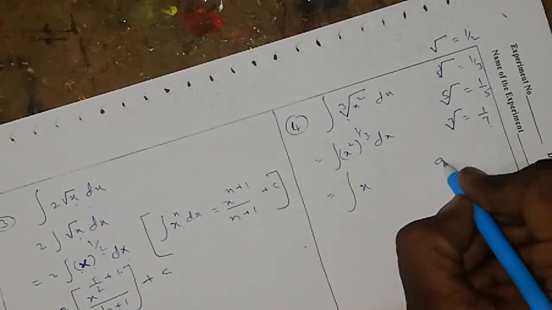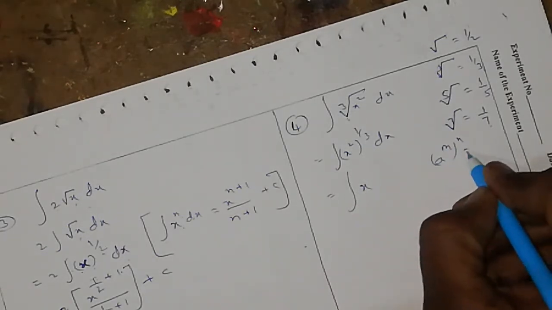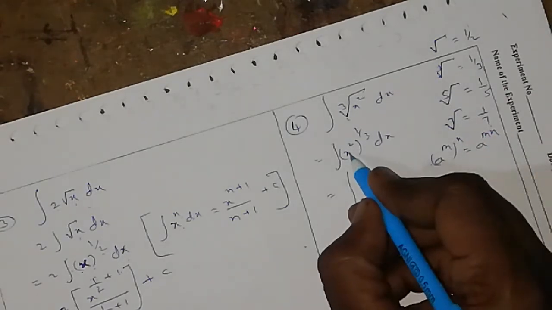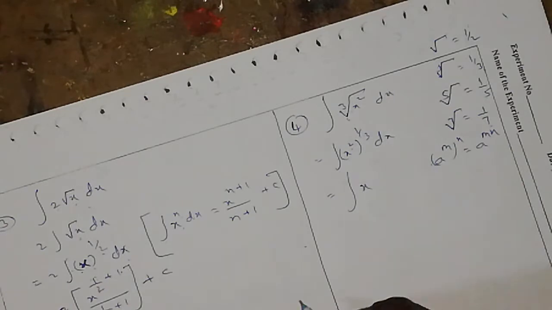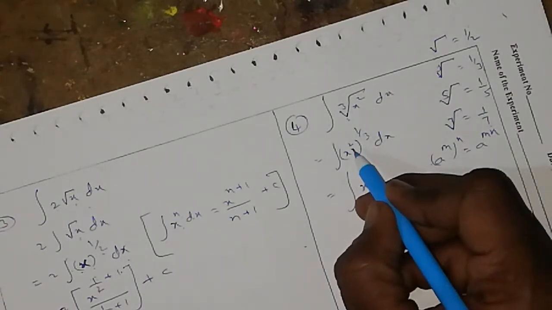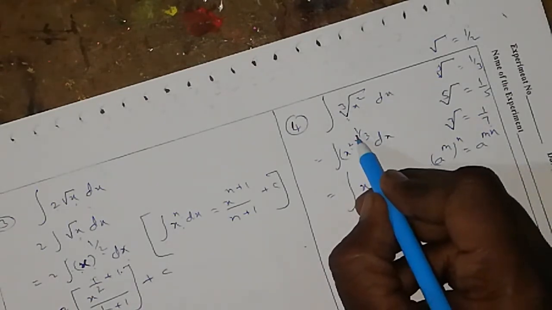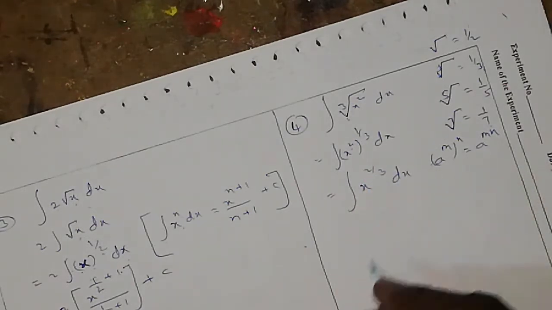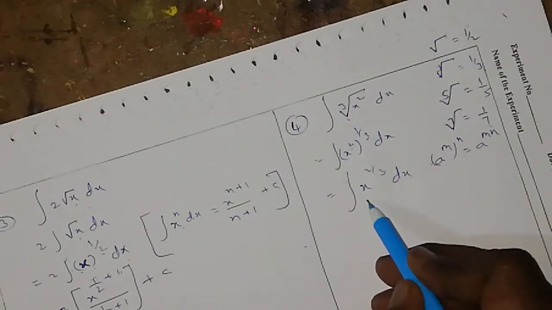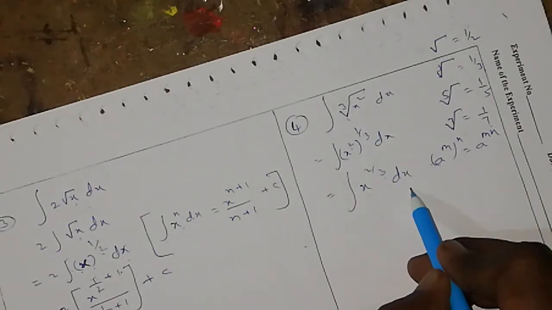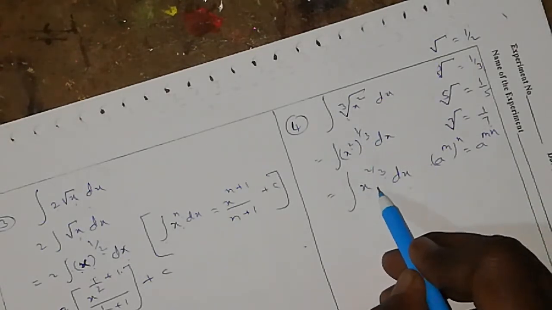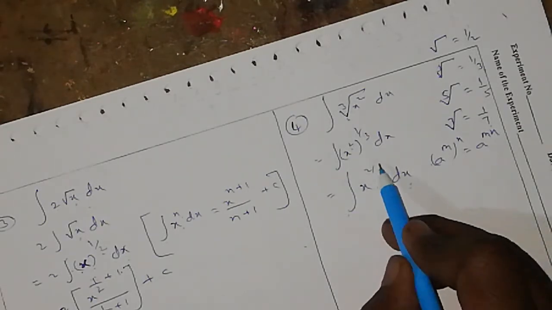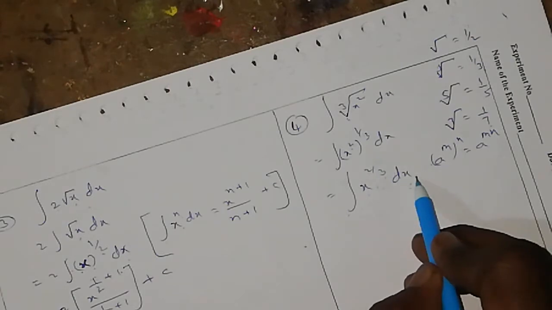Now it is in which form? a power m whole power n. a power m whole power n becomes a power mn. So x square whole to the power of 1 by 3. Power to power, multiply here. So how can we multiply? Multiply 2 by 1, that is 2 by 3 plus c. So x square whole to the power of 1 by 3 becomes x to the power of 2 by 3 plus c. You have to read it like this: integration of x to the power of 2 by 3 into dx.